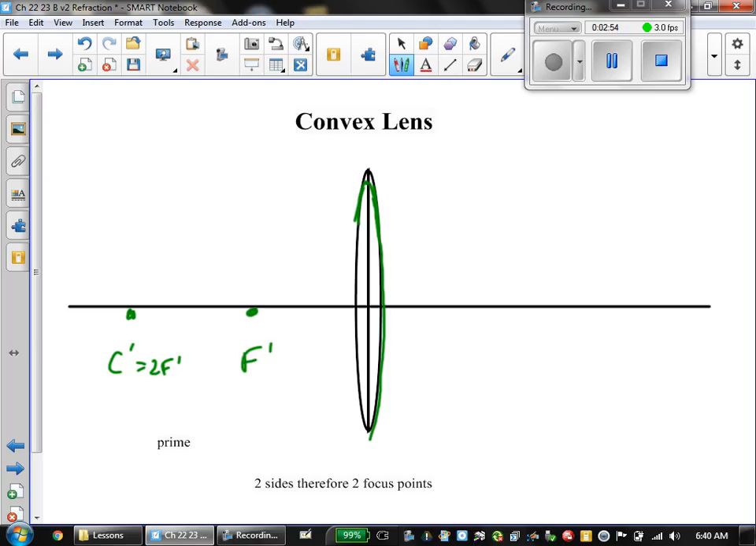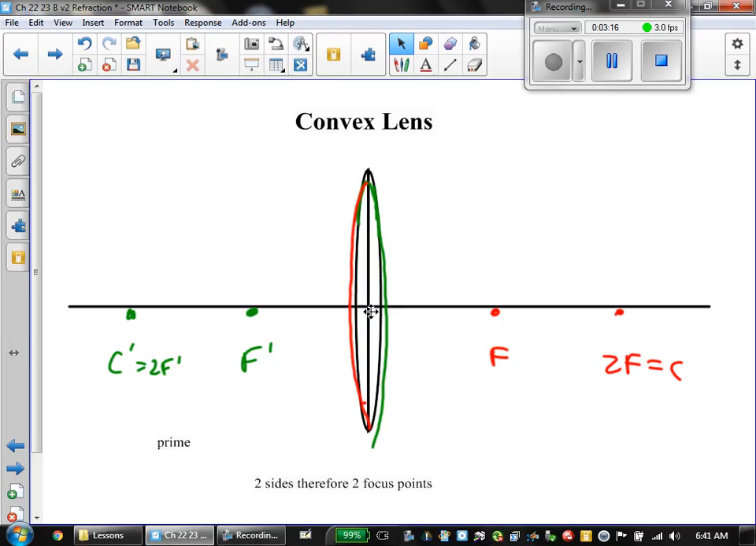We only use primes to distinguish the same side from the other side. We have the other side of the lens, and again, same idea. We're going to have over here an F and a 2F, sometimes called C. So different books call it different things, but it's the same basic geometry we had before. We still have our principal axis cutting through the center, and the vertex, the same vocabulary.